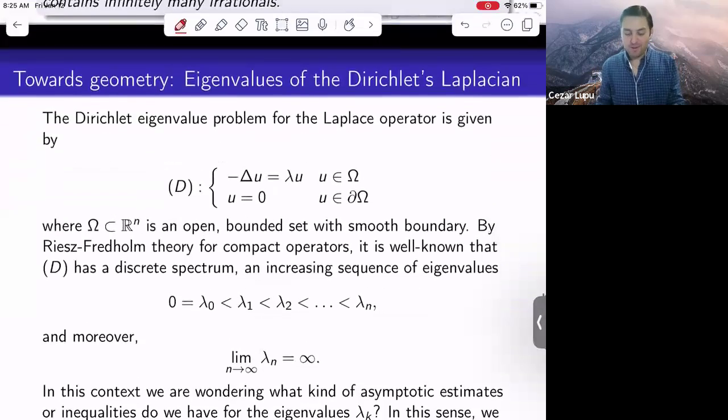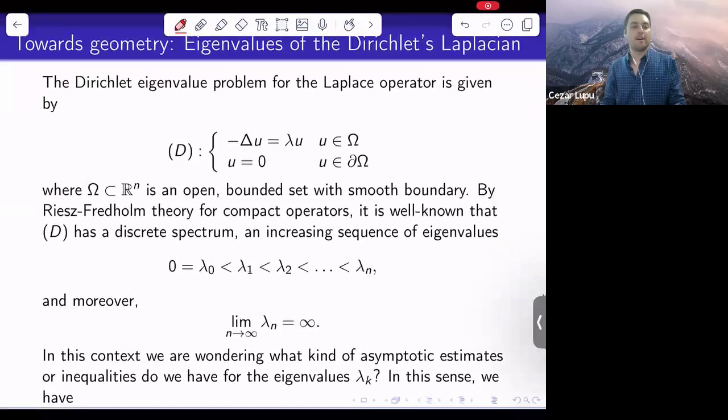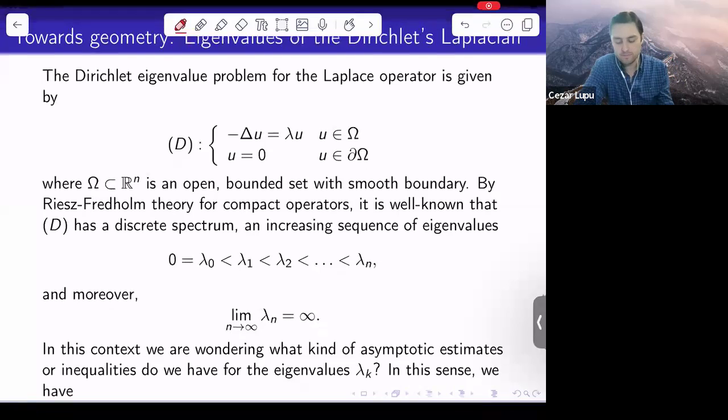So towards geometry, also in geometry, I'll go faster here. If we want to look at the eigenvalues of the Dirichlet operator, so you have negative Laplacian of u equals lambda u in Omega, and u is zero on the boundary. We know from Riesz-Fredholm theory for compact operators that this has a discrete spectrum. So we have a sequence of eigenvalues which is increasing, and moreover, lambda n goes to infinity. So we're wondering what kind of asymptotic estimates or inequalities we have for these lambda k.